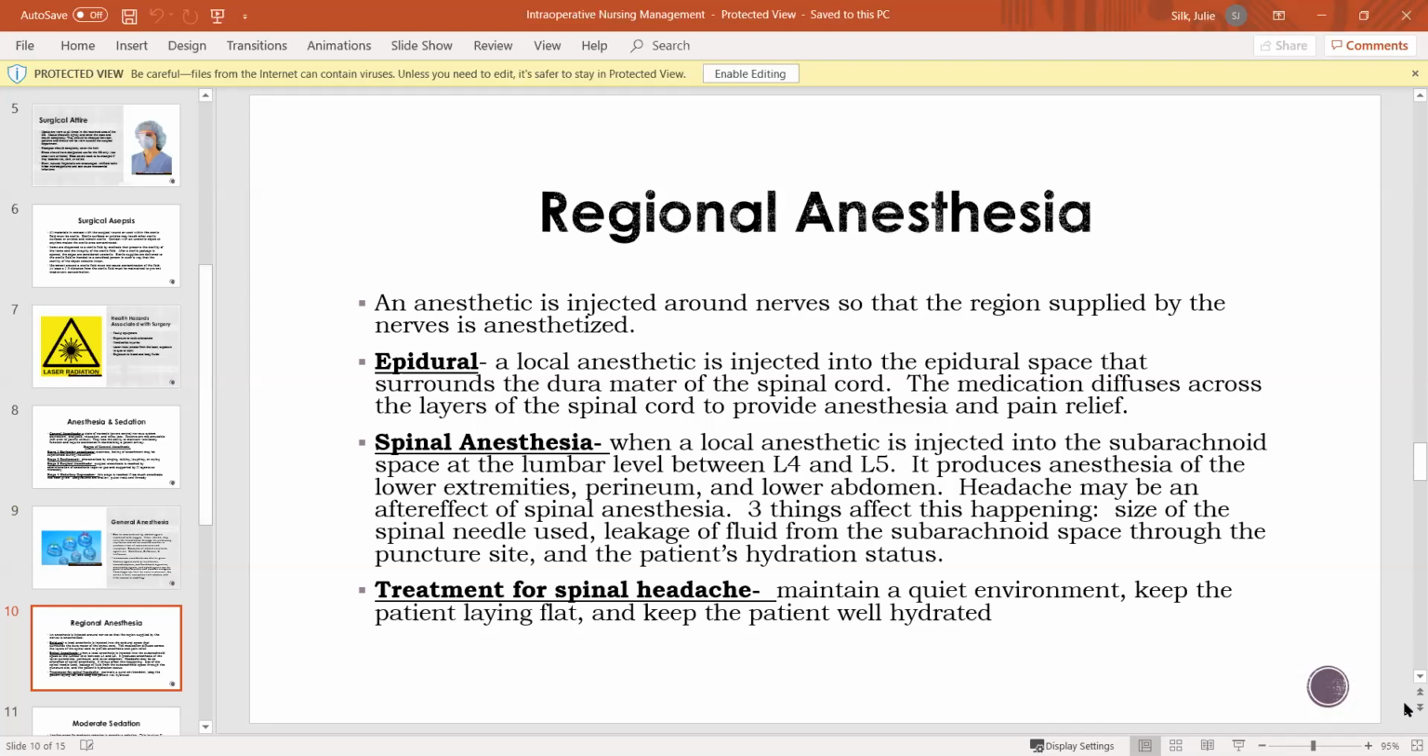All right, so now we're going to move on to talk about regional anesthesia. This type of anesthesia is different. It's not like general. Under this category, you would have epidurals, you would have spinals, anything that's a block would be considered a regional anesthesia.